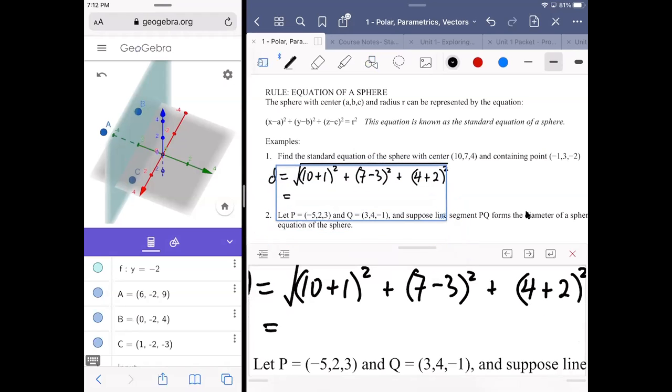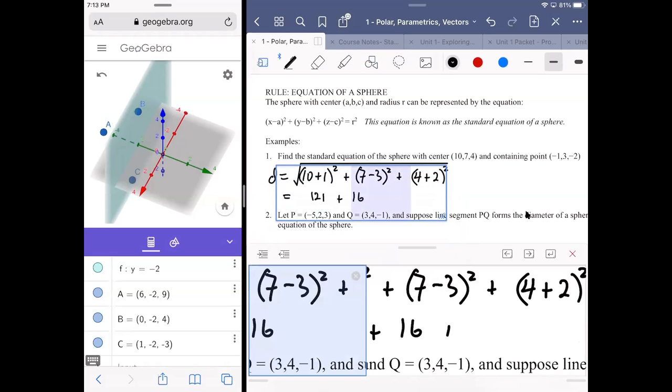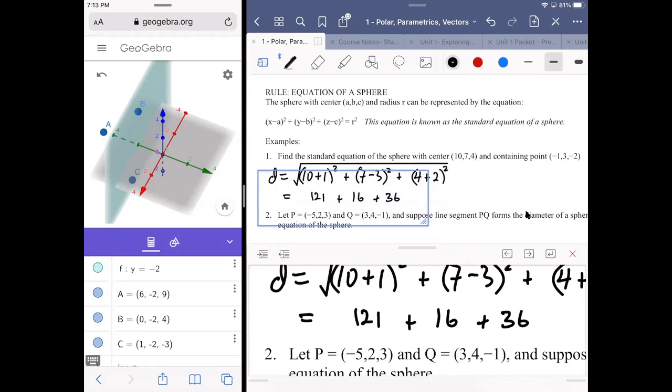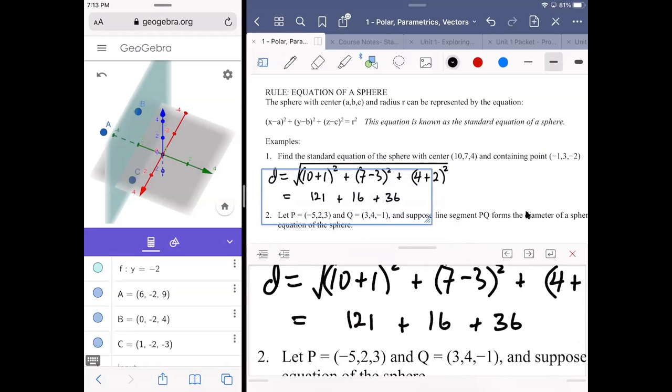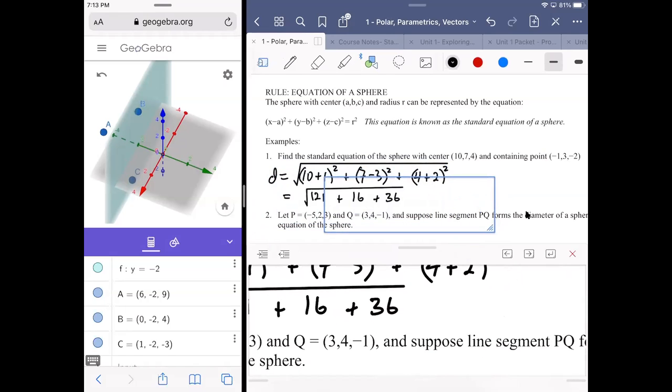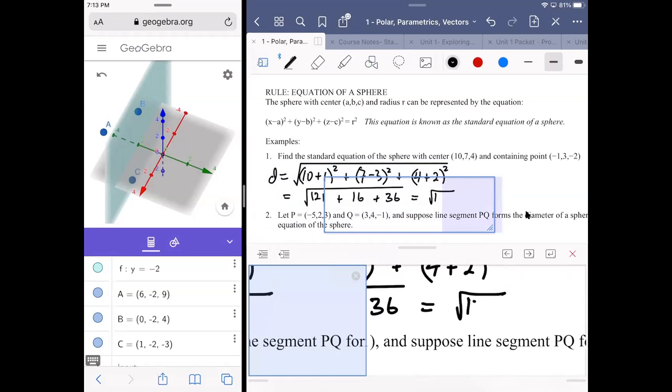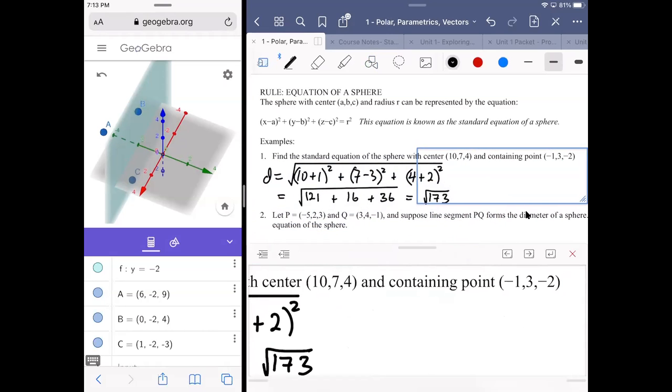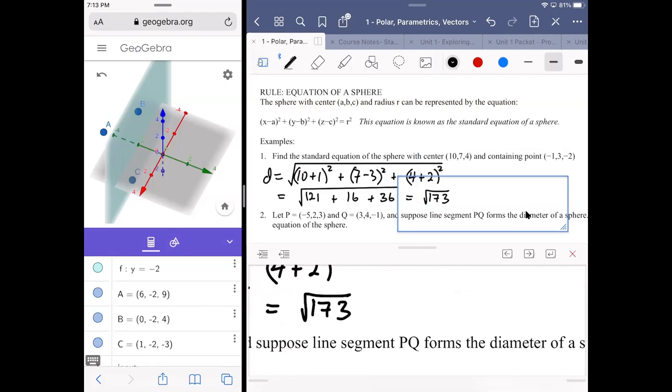All right, so 10 plus 1, 11 squared, 121. 4 squared, 16. 6 squared, 36. All under a radical. So 137, 167, 173, I think. Maybe. Yeah, I think so. All right, so that's the radius.